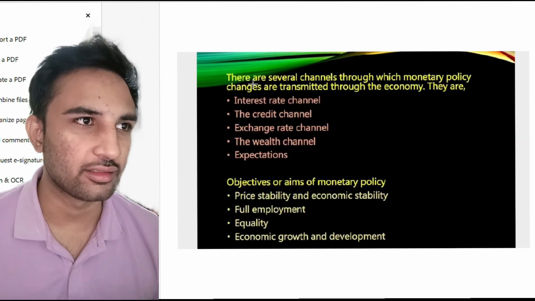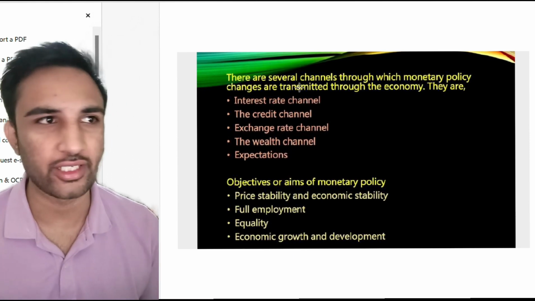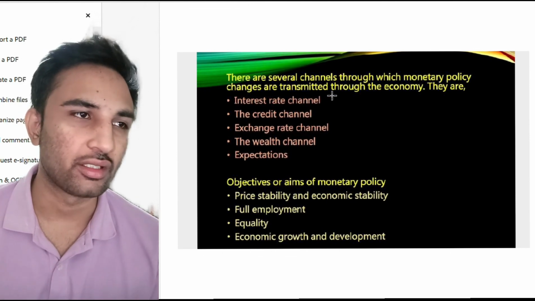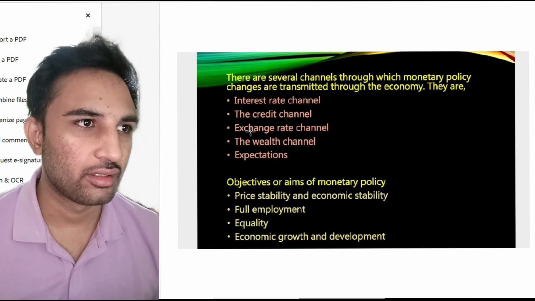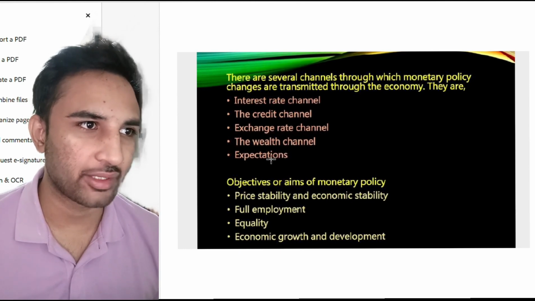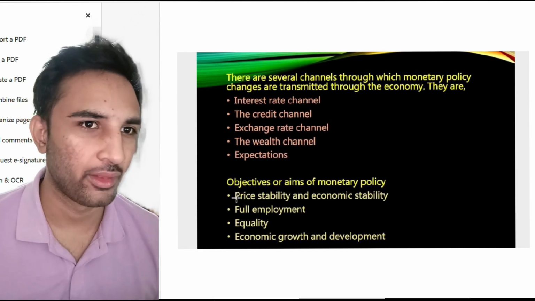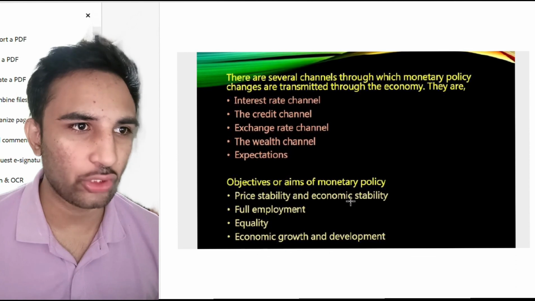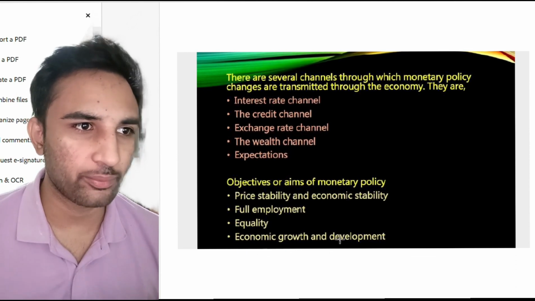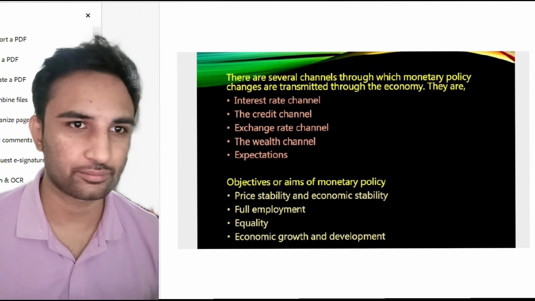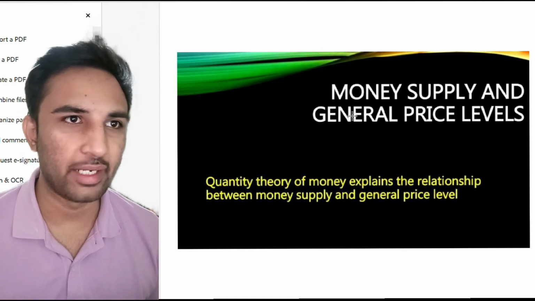There are several channels through which policy changes are transmitted through the economy. They are the interest rate channel, the credit channel, exchange rate channel, the wealth channel, and expectations. And the objectives or aims of monetary policy are price stability and economic stability, full employment, equality, and economic growth plus development. So those are some in-depth topics of money supply and general price levels.